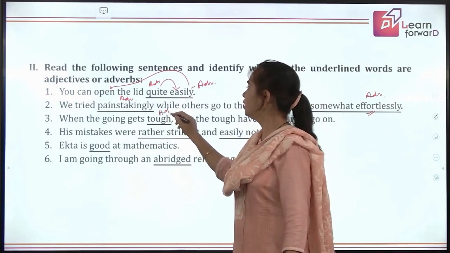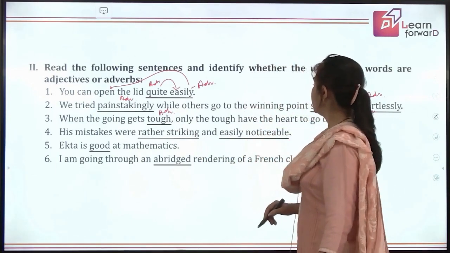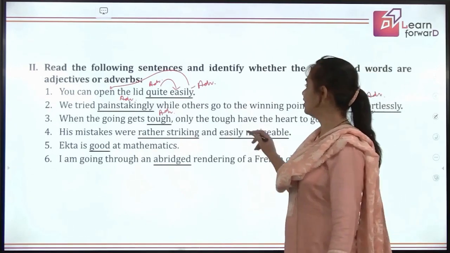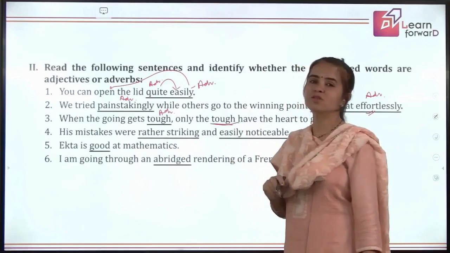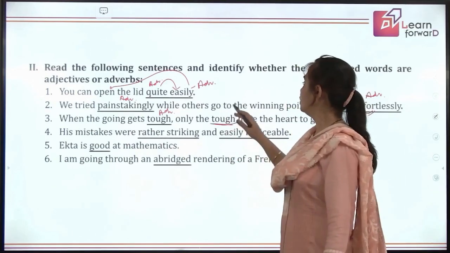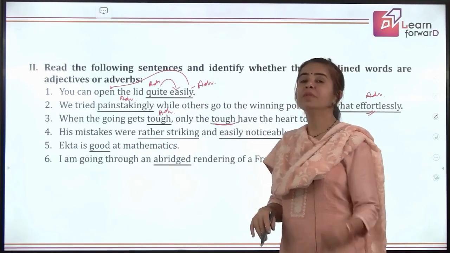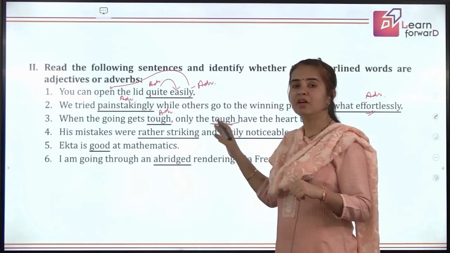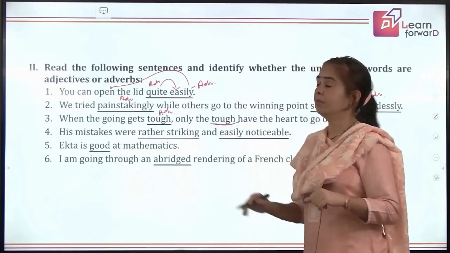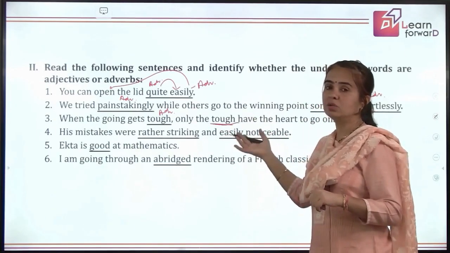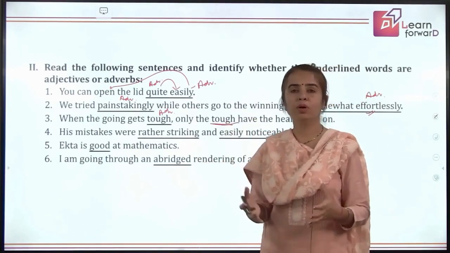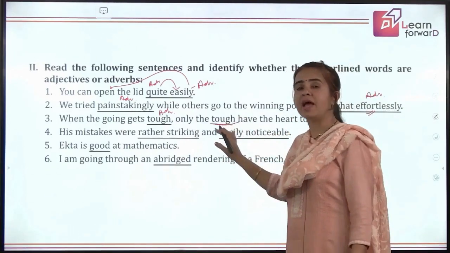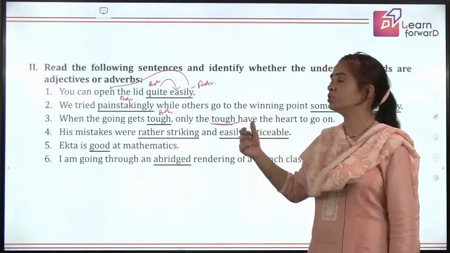Oh, we have been getting all adverbs till now. Only the tough have the heart to go on. So what is tough here now? If you see, let me underline this also for you. Here, tough is actually an adjective, but it is referring to a noun, children, because there is no noun mentioned here. So the tough means the tough people who are bold enough, who are strong enough, right? So here it is the adjective used as a noun.